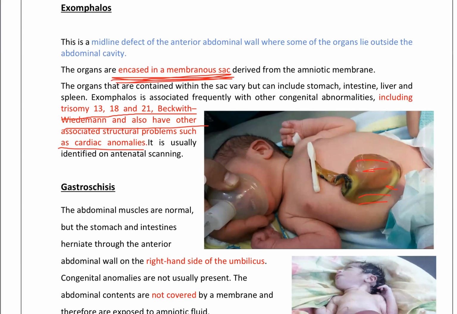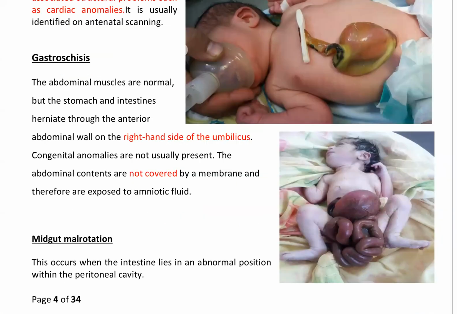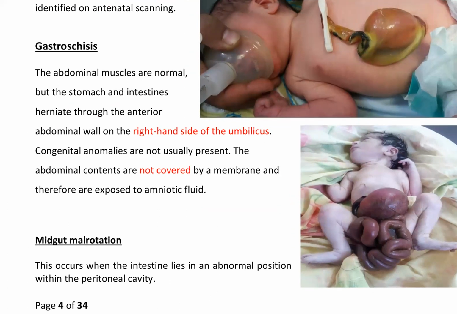This is the exomphalos. If you have any questions, you can interrupt me, no problem, you can ask me any questions. Then if you go through gastroschisis, it is something without a membrane. You see, this is a gastroschisis picture, and it is on the right-hand side of the umbilicus. Here the abdominal muscles are normal. This is the difference. Usually there are no congenital anomalies and it is not covered with a membrane.